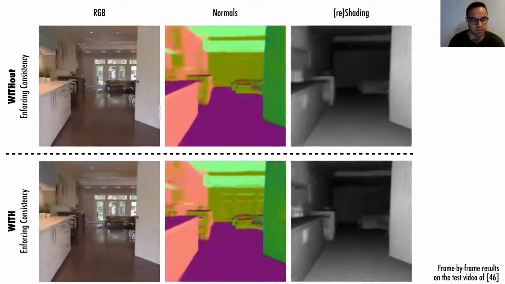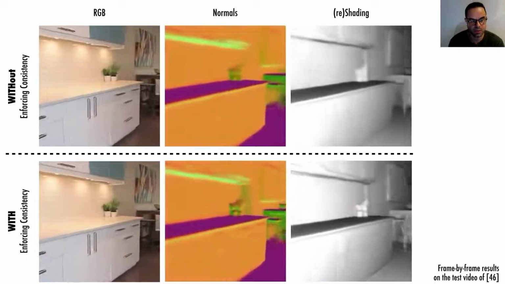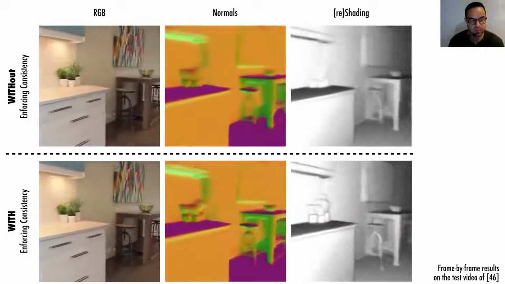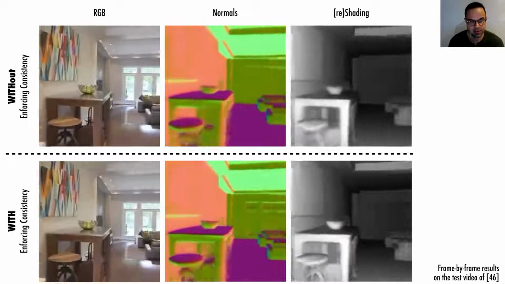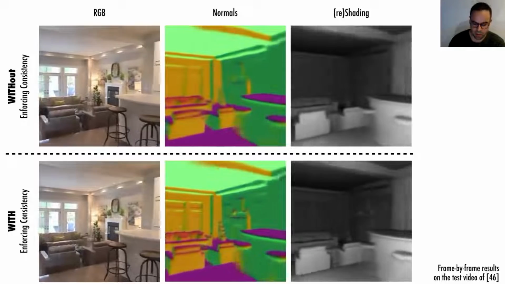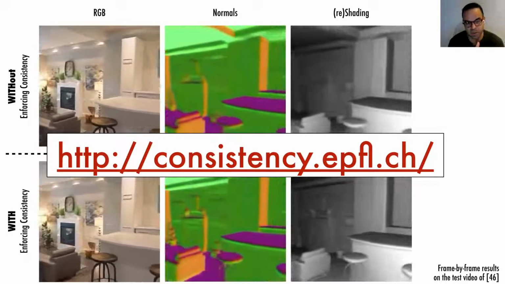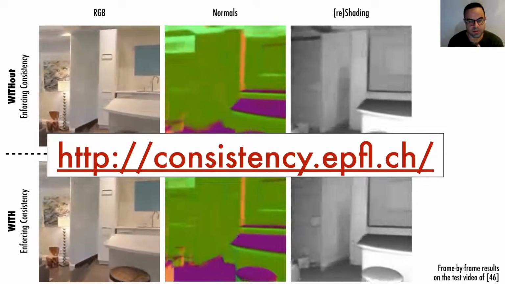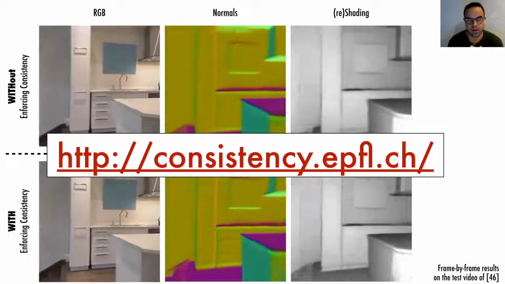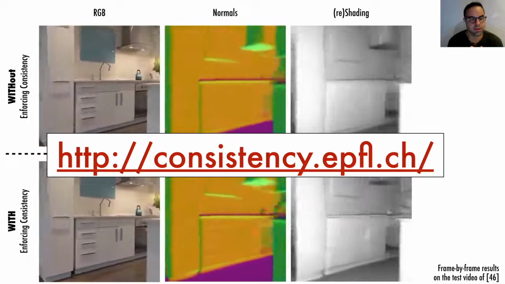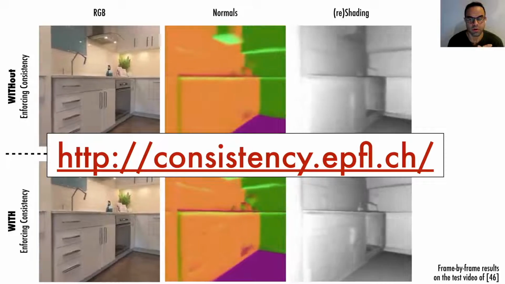Here also you can see some of the results side by side in a bigger way. The upper row is without consistency, the bottom row is with consistency. You can see that the consistency in this case extracts more fine-grained details. But again, go to this website, consistency.epfl.ch, and there's quite a bit of interactive material that you can use for learning more about this.